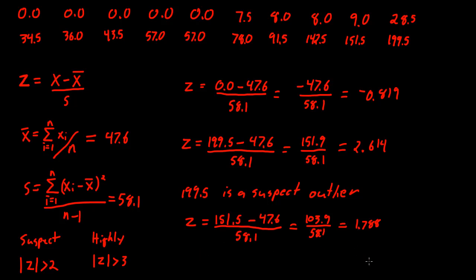So at this point, we can actually stop testing all of our data because we've found the most extreme data points, checked them to see if they were outliers, and worked our way in until we got to a stopping point where we no longer had any suspect outliers.